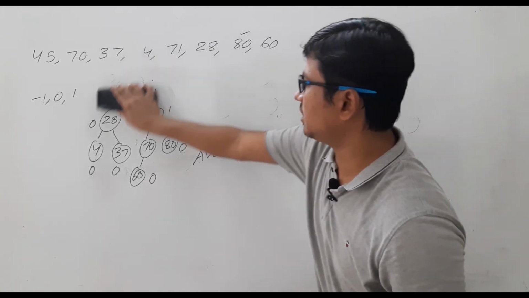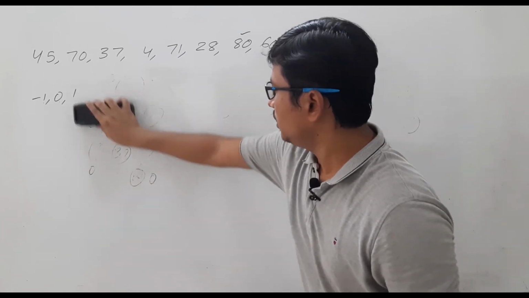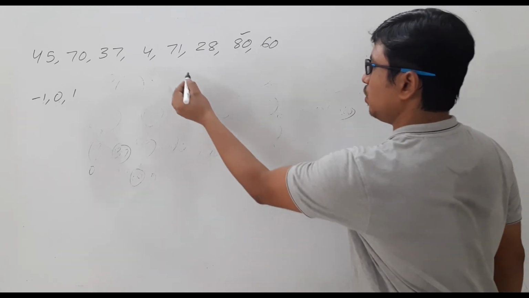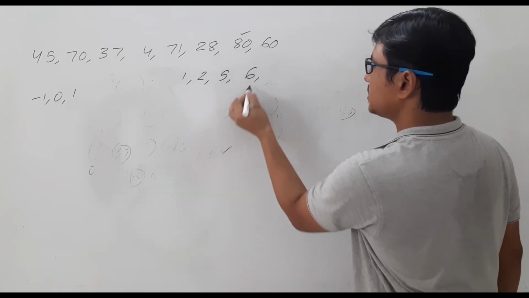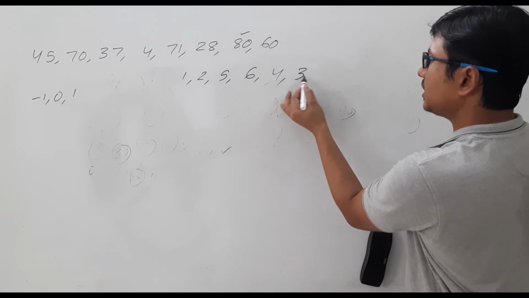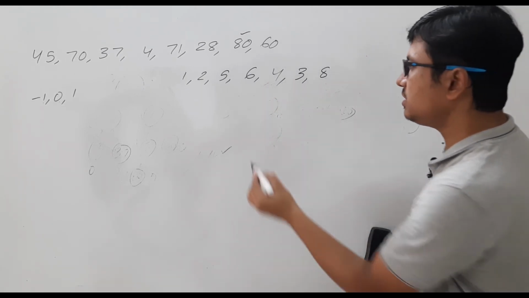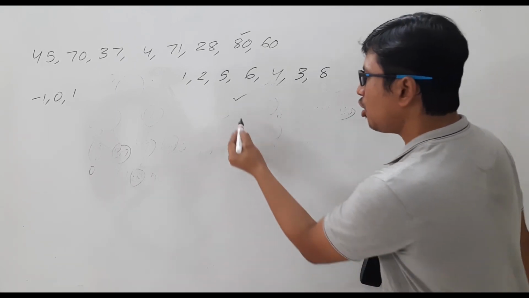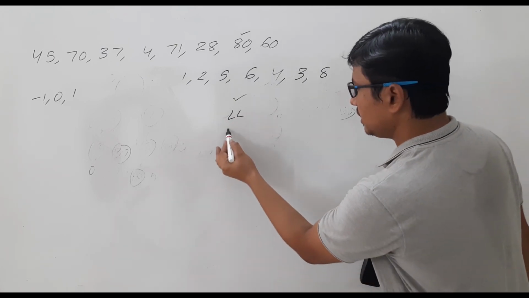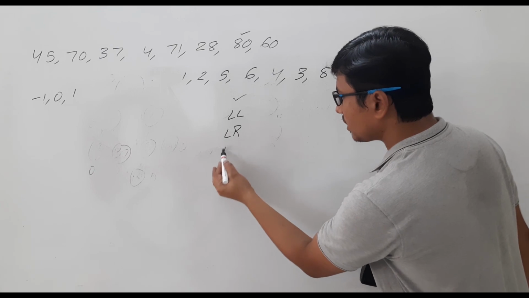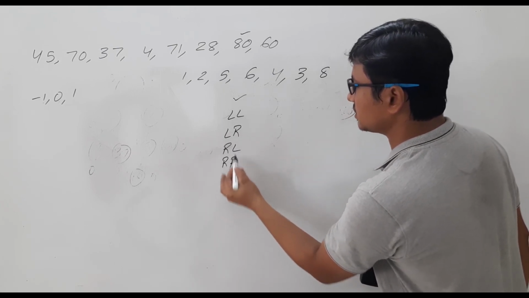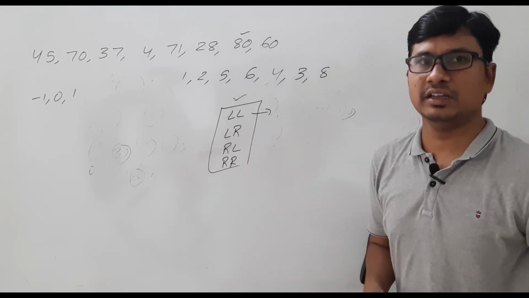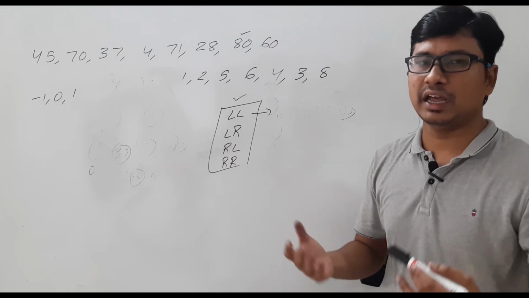Just for practice, I request everyone to create the AVL tree with these elements: 1, 2, 5, 6, 4, 3, and 8. With these elements, you construct the AVL tree, and then you tell me how many LL rotations, LR rotations, RL rotations, and RR rotations you have performed. Please write it in the comment section. Is it clear? If you are not able to do it, then I will clear your doubt.